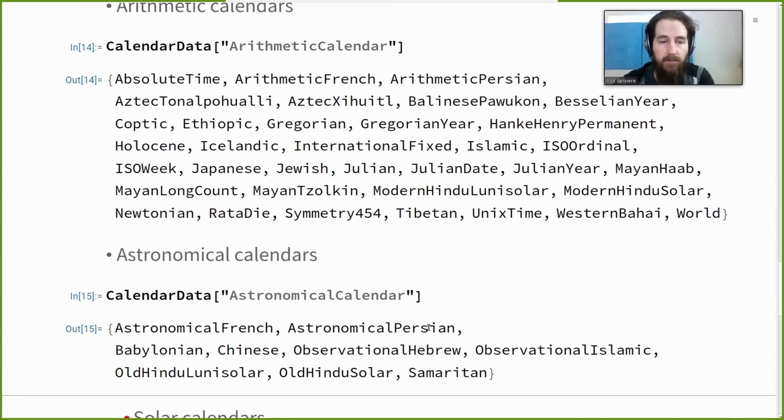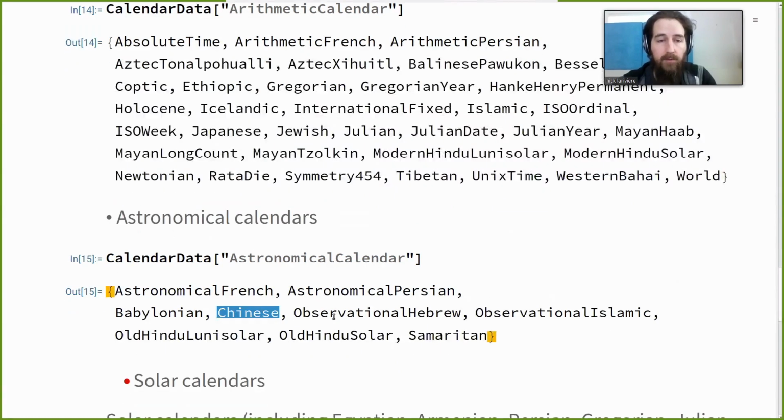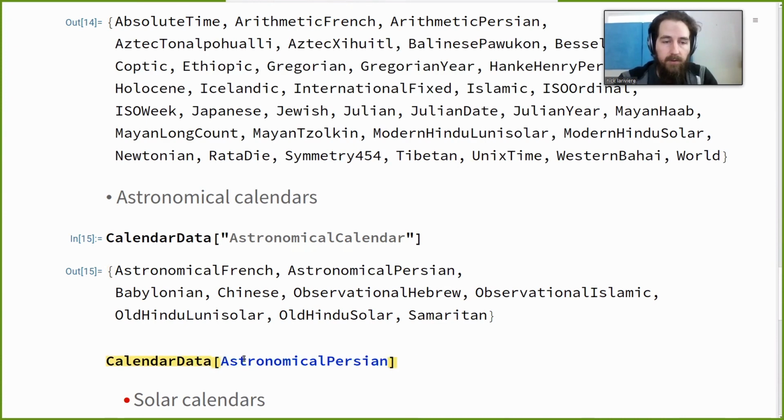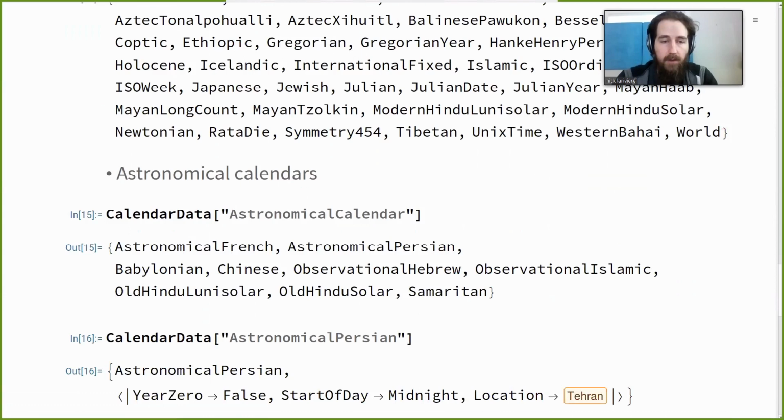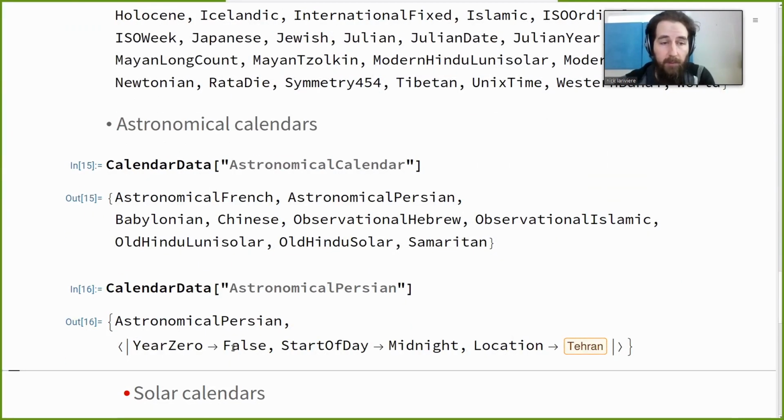And so we have variations here where the Chinese lunar calendar is based on the actual cycles of the moon. All of these calendars involve some level of astronomical calculations that are needed to actually pull back in information about what the lunar cycles are, the solar cycles. These also typically have an extra property associated with them that will say where your location of observation is. So were I to take calendar data and ask for the properties of the astronomical Persian calendar, you could see that we have some basic parameters like there is not a year zero, the start of day is at midnight, and the location of observation for astronomical events is Tehran. Any of the astronomical calendars can be modified to use a different location, and that will change what day it is at any given point.